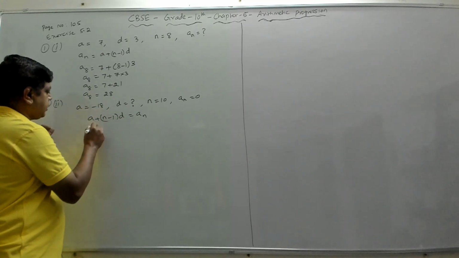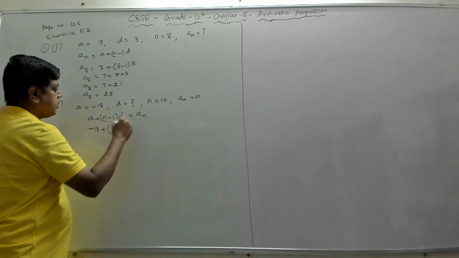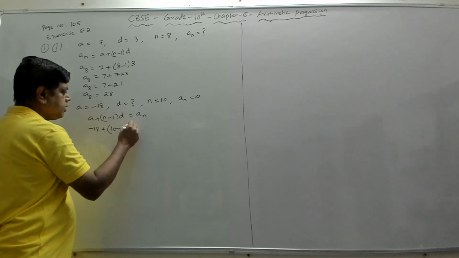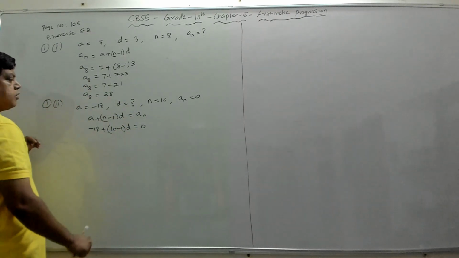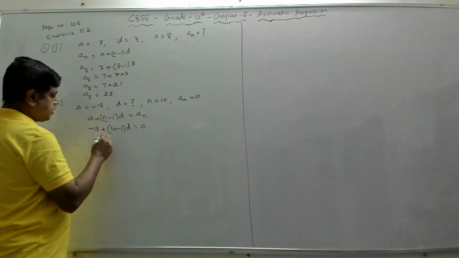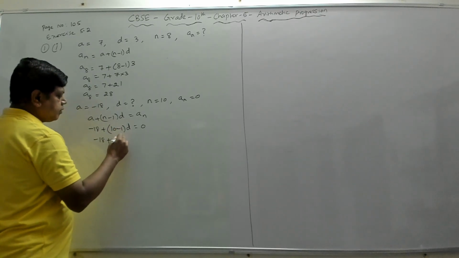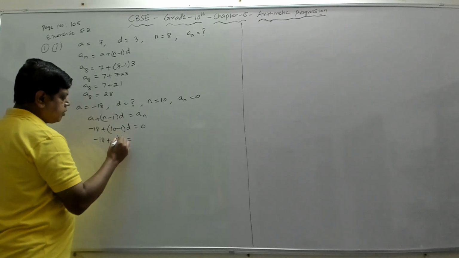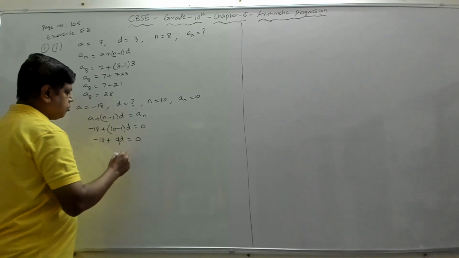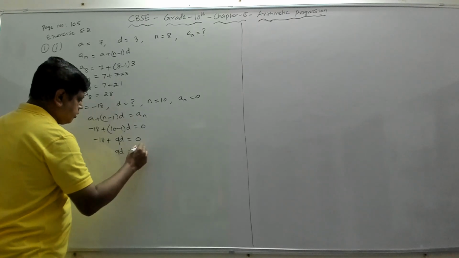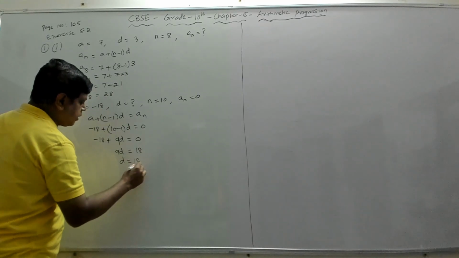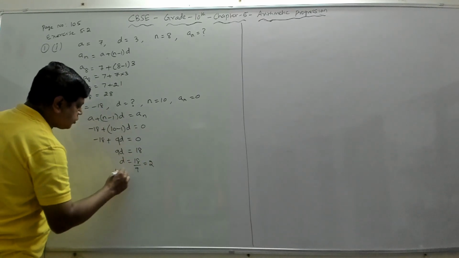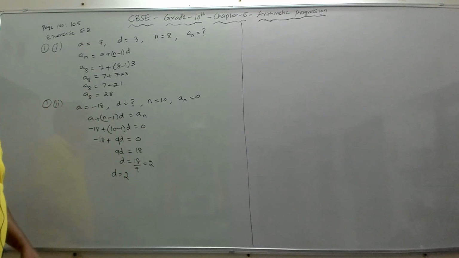Now A is minus 18 plus N is 10, 10 minus 1 into D, we don't know, so let's keep it as D. AN is 0. Now if you simplify this, minus 18 plus 9D equal to 0. So 9D equal to 18, because this minus 18 goes to this side as plus 18. Then D becomes 18 by 9, which means 2. So the value of D is 2. D is the common difference, so the common difference is 2.